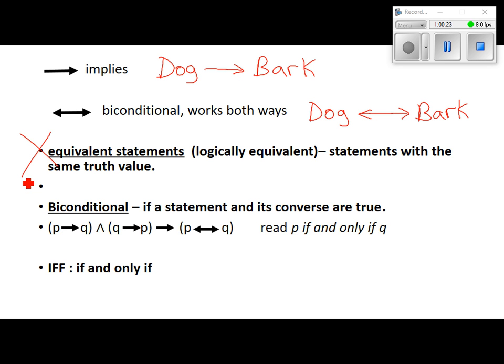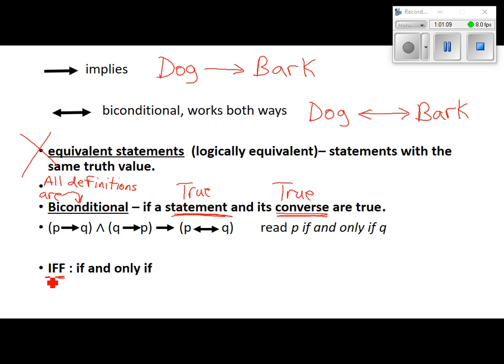Biconditional. A statement is considered biconditional if the statement is true and its converse is true. Write this down with biconditional. All definitions are biconditional. So if you look up a definition in the dictionary, it's going to be true and its converse is going to be true.